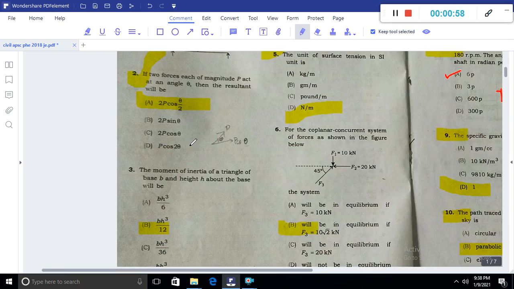Next question: if two forces each of magnitude P act at an angle theta, then the resultant will be? The resultant will be 2P cos theta by 2, because the forces are equal. We know that the resultant is the square root of P square plus Q square plus 2PQ cos theta. Since P equals Q, that means P square plus P square plus 2P square cos theta. Now I can common out 2P square, which means we can common out root 2, and the remaining is 1 plus cos theta.